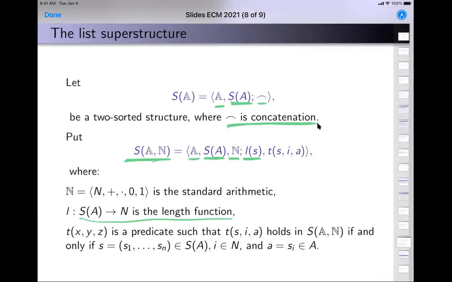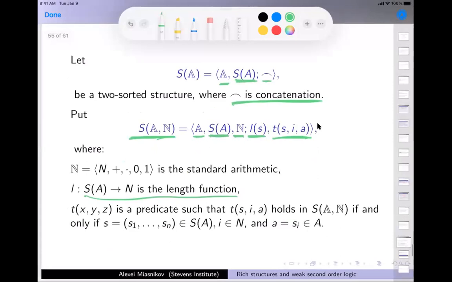It gives the length. And there is a predicate T, which for string S and number I gives the i's coordinate, which is an element in A. So it picks the coordinate. That's the list superstructure, which is useful for sigma definability or sigma computability.